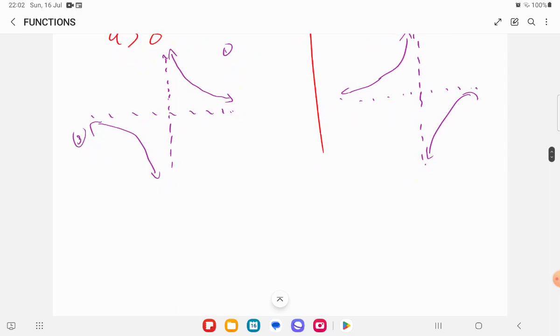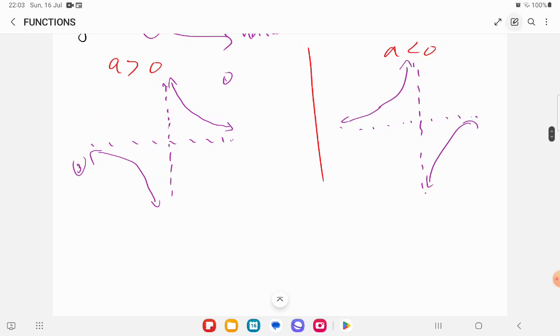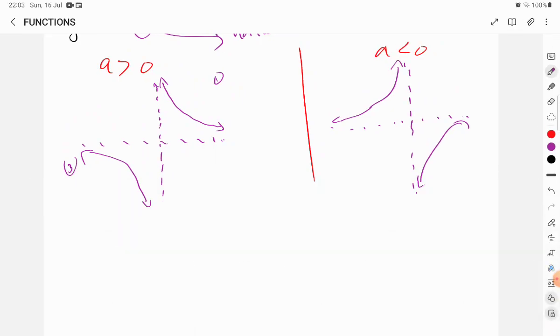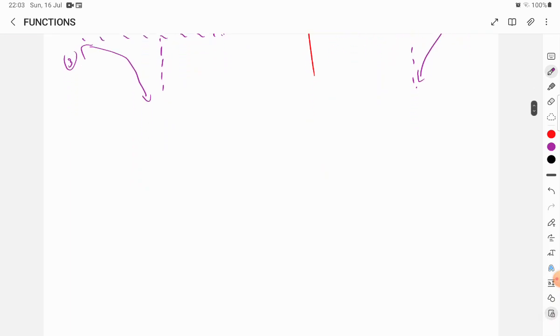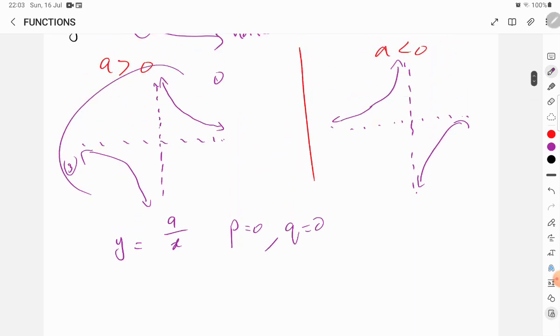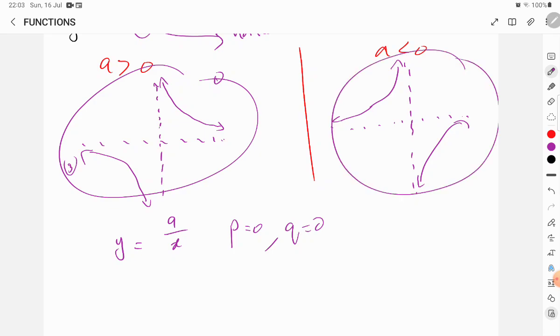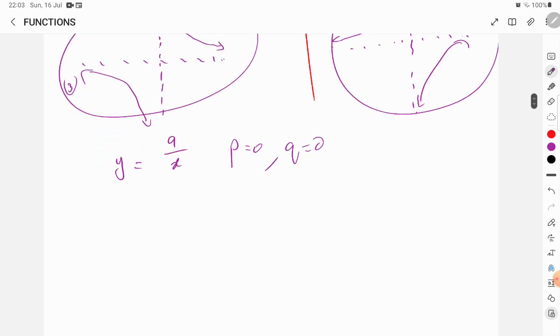Sorry, let's quickly talk about one more thing. What if y is given in the form of a over x, just like that? This is quite simple. That means your p is 0 and your q is 0. And this will tell you one thing you'll see just now when we talk about asymptotes. It will tell you that your asymptotes are literally on the y-axis and the x-axis. So your graph will either be like this or be like that on your y and x-axis. So just the general Cartesian plane.